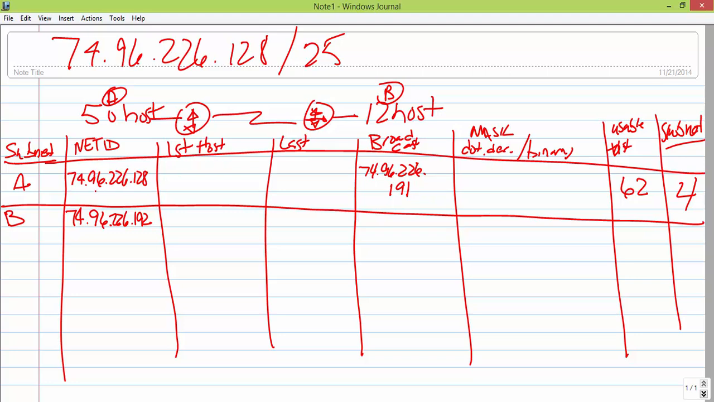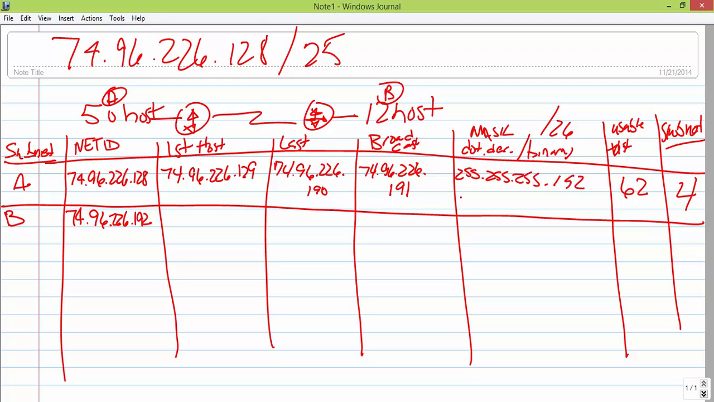My first usable is the next one after my net ID. My last one will be the one right before my broadcast. My dotted decimal is going to be 255.255.255. What's it going to be from there? I used the magic number 64, and it is a 26 network. So you would look on your chart to see what that's going to be, and that's going to be a .192.